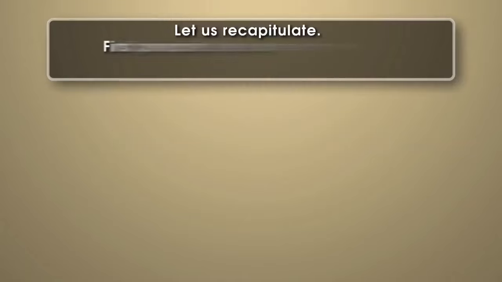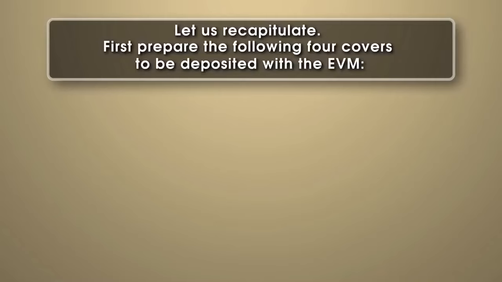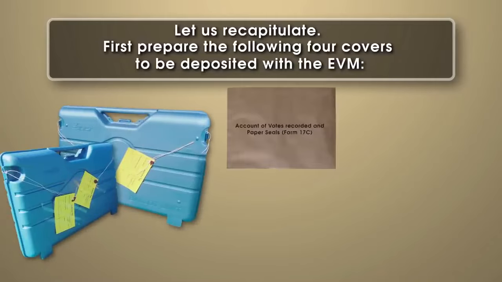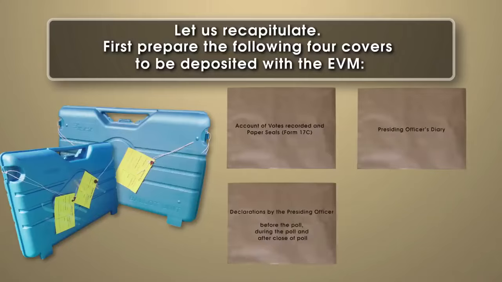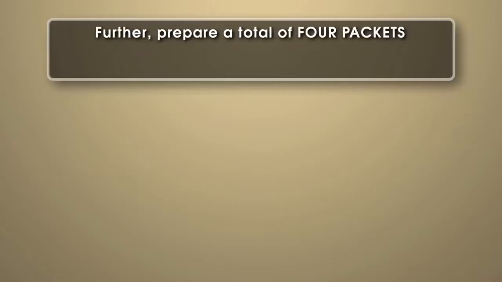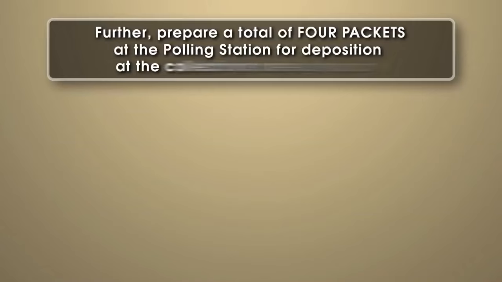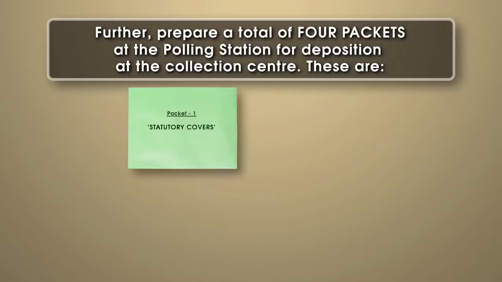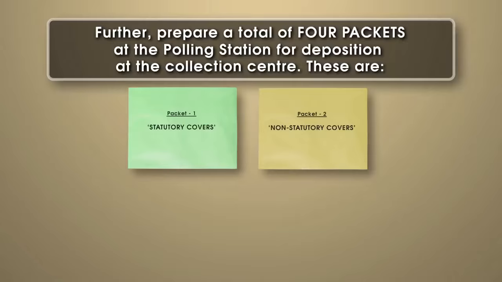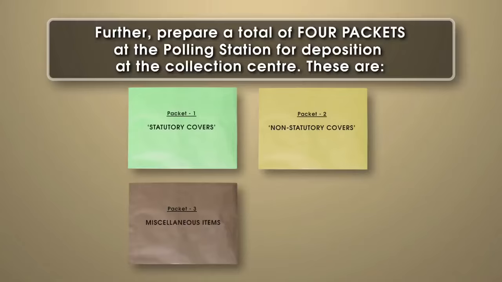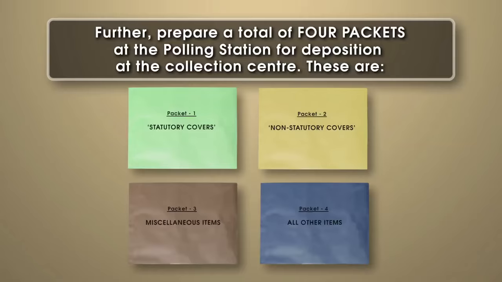Let us recapitulate. First, prepare the following 4 covers to be deposited with the EVM: 17C, PRO Diary, Declarations, Visit Sheet plus 16-point report. Further, prepare a total of 4 packets at the polling station for deposition at the collection center. These are the packet superscribed statutory covers, the packet superscribed non-statutory covers, the packet containing handbook and other miscellaneous items, the packet containing all other items.